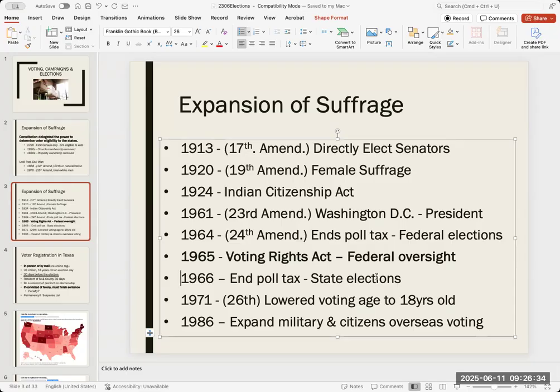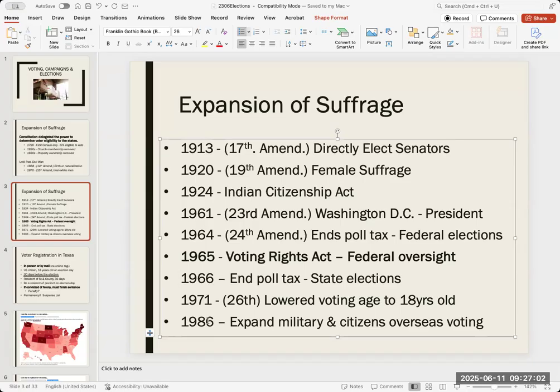But we saw further expansion of the voting rights in 1971. This was during the height of the Vietnam War, kind of towards the end of that war. With passage of the 26th Amendment, the United States lowers the voting age from 21 to 18. And this basically allowed younger voters, especially men who might be drafted and sent to war, to have a say in the election where previously they didn't.